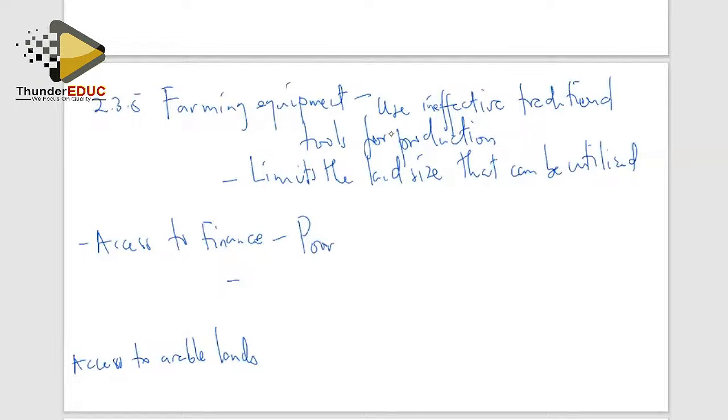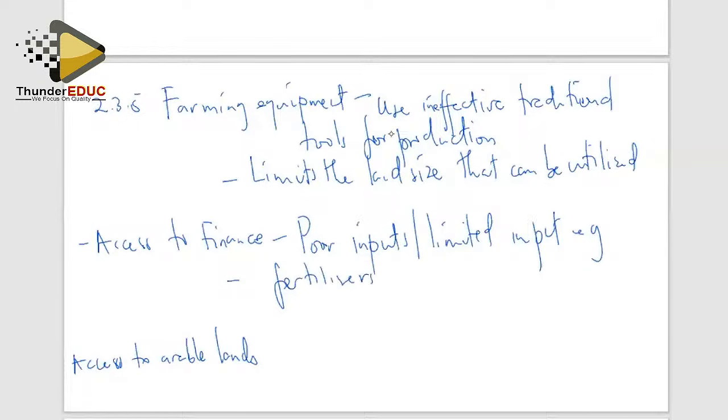It means farmers are going to have poor or limited inputs, e.g., fertilizers or seed. If we don't have finance, we are limited in our capacity to purchase the relevant equipment and the relevant inputs needed in the production process. Hence, it also gives a challenge to productivity for the small-scale farmer. They cannot access finance to buy inputs, for example pesticides and seed. So at the end, their production is limited because of limited access to finance.